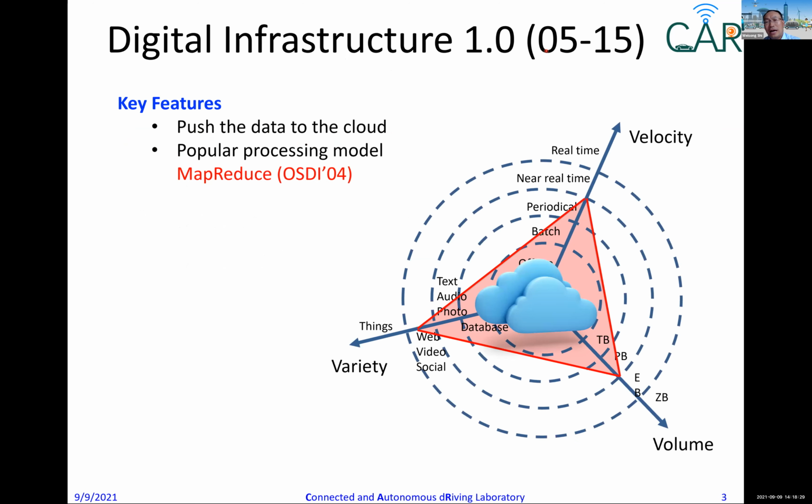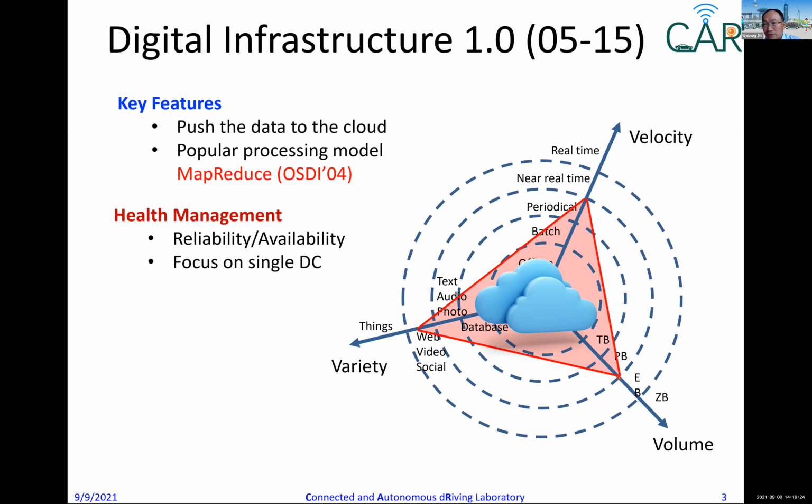So this figure, I drew 5 years ago, so that we think about what the digital infrastructure is. I pick 2005 because by that time the cloud was just getting started. So from 05 to 15, in this 10 years, if you think about the digital infrastructure, the key feature is that people collect all the data and push it to the cloud. I'm using 3Vs here, but you can easily extend it to 5Vs, 7Vs. So you have different volume. People talk about PB level, and the data is not changing very fast, but it's near real time, etc. The most popular programming model here starts with MapReduce, published in OSDI, and that was actually perfect timing by Jeff Dean when they were working on this.